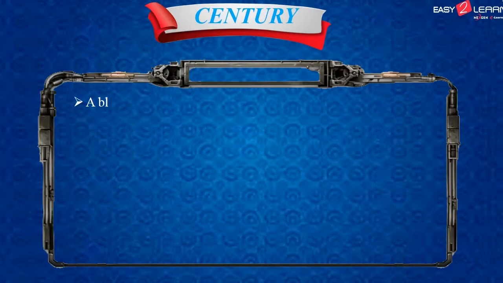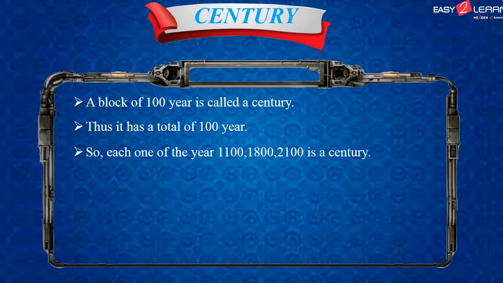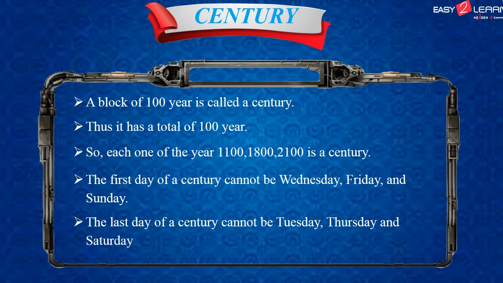Century. A block of 100 years is called a century. Thus, it has a total of 100 years. So, each one of the years 1100, 1800, 2100 is a century. The first day of a century cannot be Wednesday, Friday and Sunday. The last day of a century cannot be Tuesday, Thursday and Saturday.